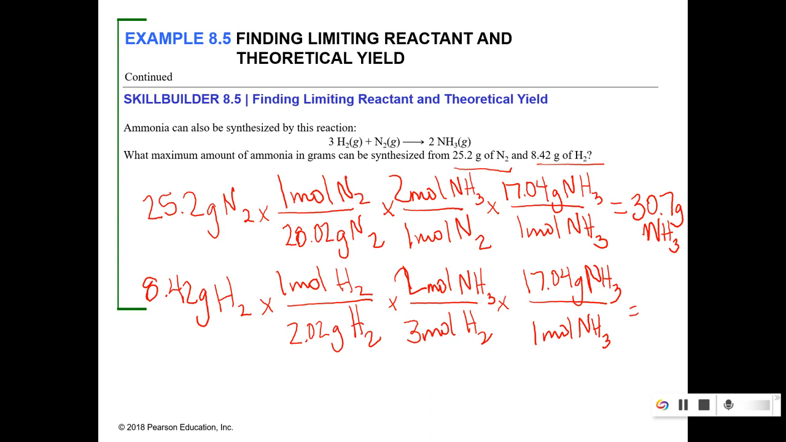.7 grams. And 47.4 grams. Okay, so again, our theoretical yield is our smaller answer, and then our limiting reactant is N2. Okay, if y'all have any questions in this, you absolutely need to reach out. You need to ask questions, you need to come to tutoring.